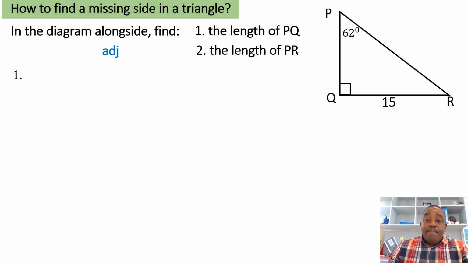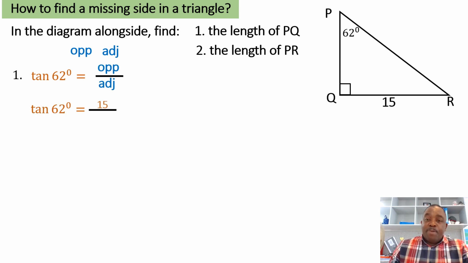Okay, so let's have a look at finding PQ. Based on the diagram, PQ is adjacent to angle 62 degrees. It's next to angle 62 degrees. And then we're also given QR, which is 15 units, and it's opposite angle 62. So you want to be observant of such things. Those help you to determine what trig function to use. And the trig function that will get us there is tan. Tan 62 is opposite over adjacent.